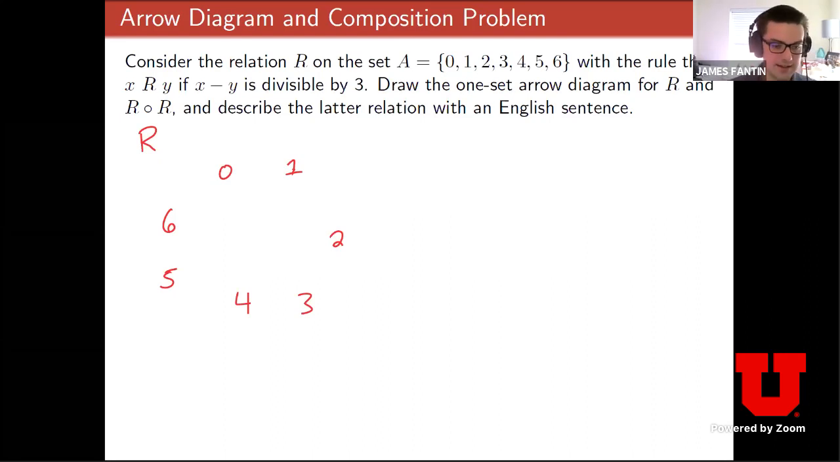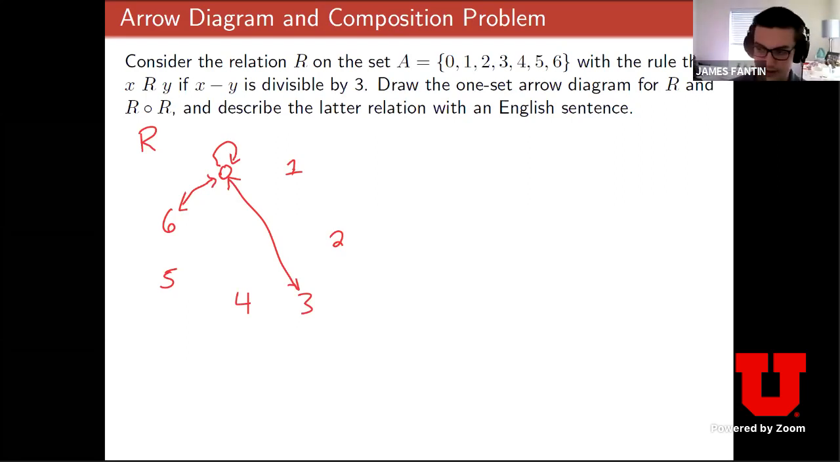Yeah, so somebody said itself, yes. 0 minus 0 is divisible by 3, so that's 1. Yes, and then somebody else said that 3 and 6 also work, so we'll have a mapping from here to here. Something else to note is that 0 minus 3 is divisible by 3, but 3 minus 0 is also divisible by 3. So for both of these, we actually go in both directions.